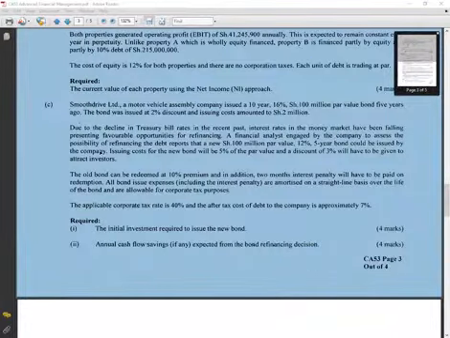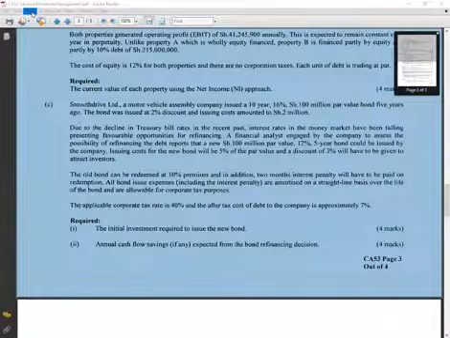The issuing cost per annum for the new bond. What have they told us? They have told us a 5-year bond could be issued by the company. Issuing cost for the new bond will be 5% of the par value. So 5% of the par value, which is 100.